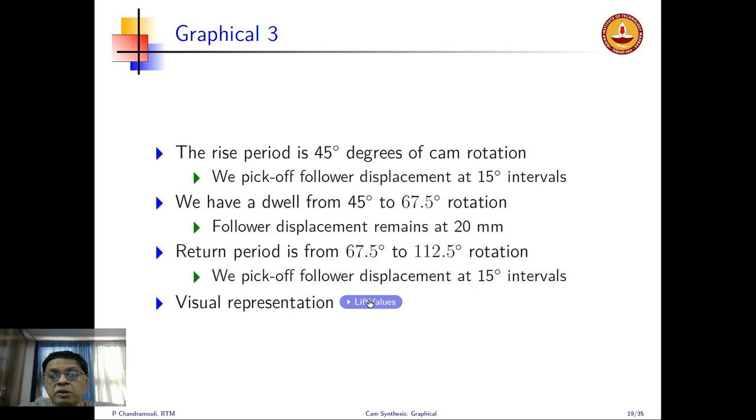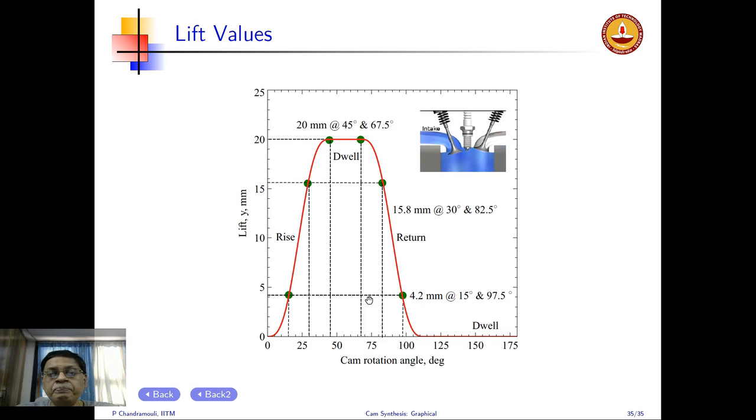So the visual representation of this is out here. These are the points that I have. You can get this from the analytical setup, or you can get this from a graphical drawing of this curve. Either way is fine. I have done this analytically, so I have just picked out and I'm giving you values over here at 15 degrees and 97.5, because it is symmetric.